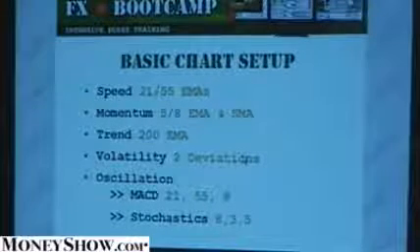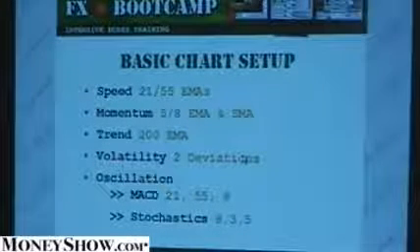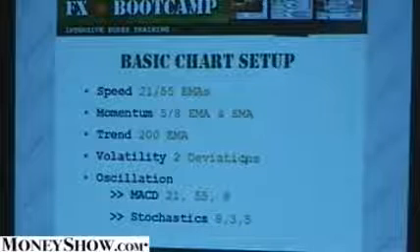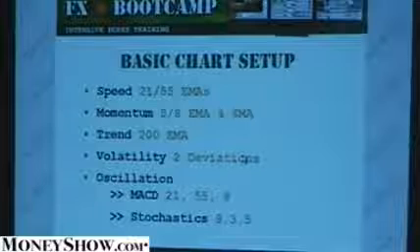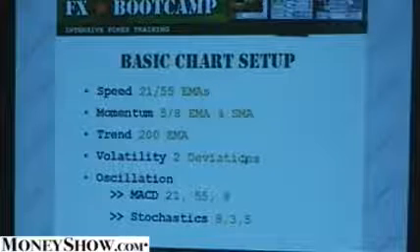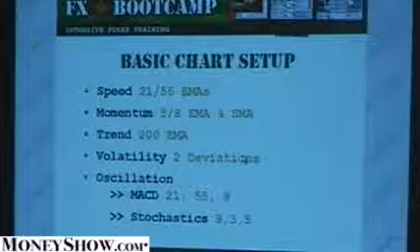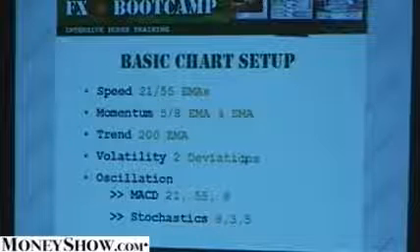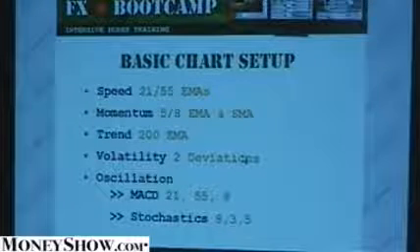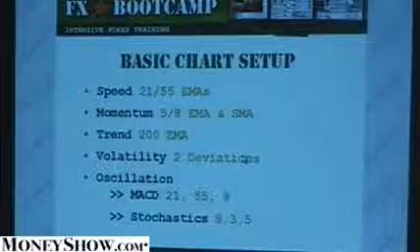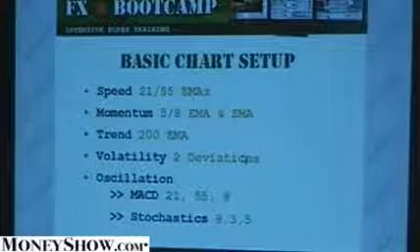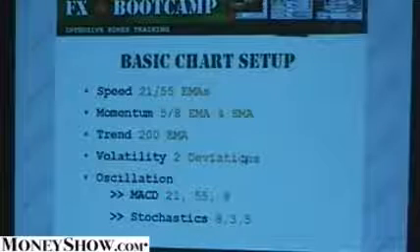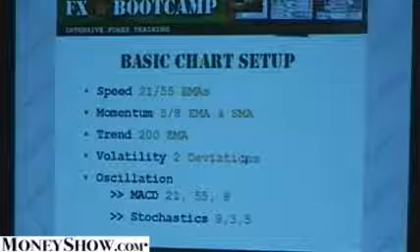So just very quickly, so you can see the chart setup. I use speed, which is market. I measure the speed of the market with 21 and 55. I use momentum for 5 and 8. That's all we're discussing today. And then down there at MACD, 21, 55, 8. They're custom MACD settings. I'll explain that later. And stochastics, 8, 3, 5. Now, if you're looking on your list of indicators, it's not slow stochastics. There's fast Stokes. There's slow Stokes. This is the stochastic oscillator.